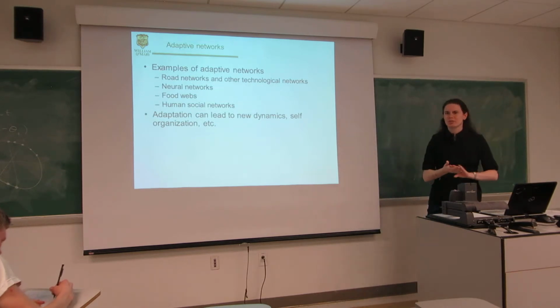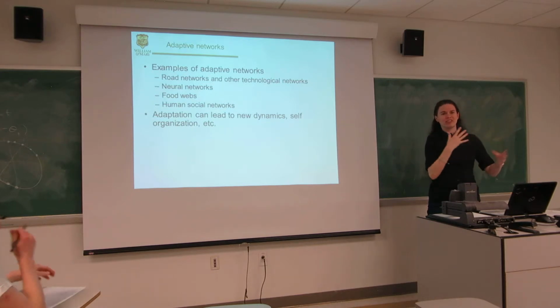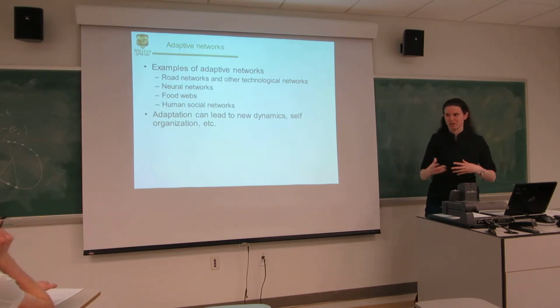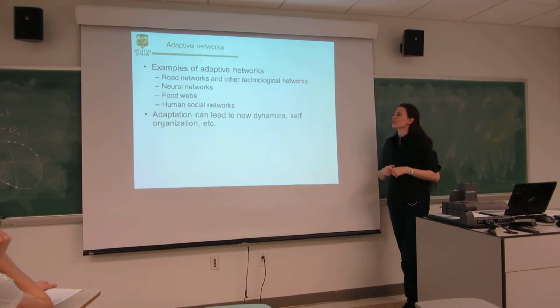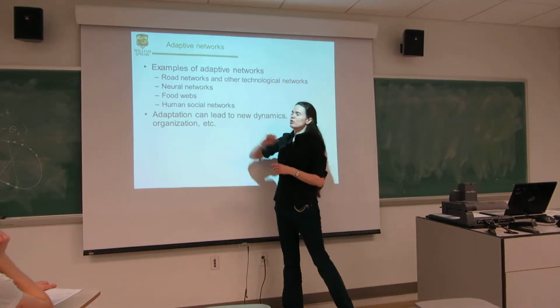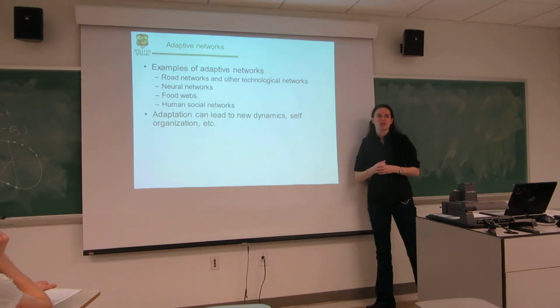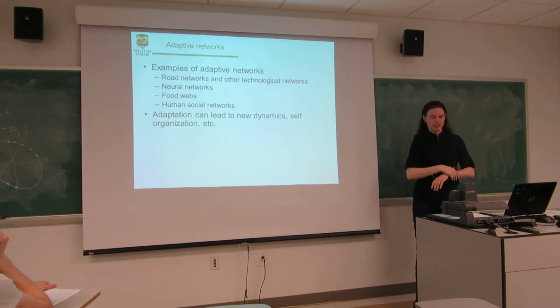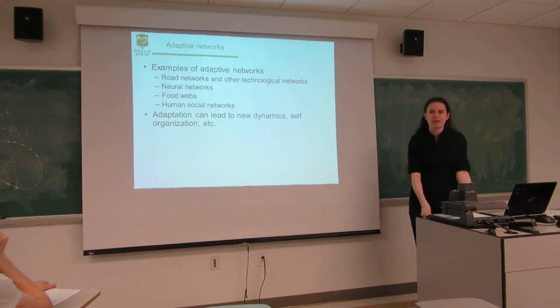And you can imagine that sort of thing happening on the internet, where certain high traffic things need better hardware or more connections or whatever. Other technological networks too. It can happen in neural networks because neurons can actually change the strength of their connections to other neurons.